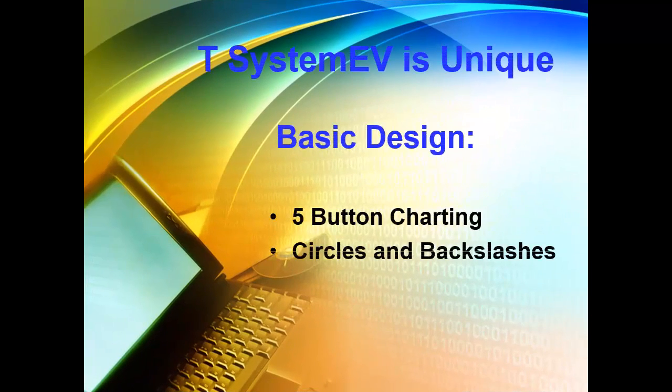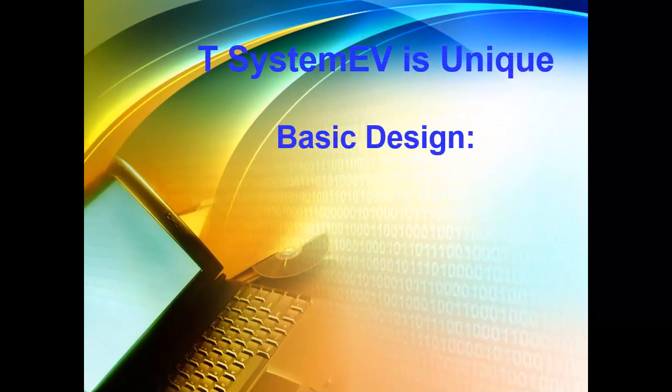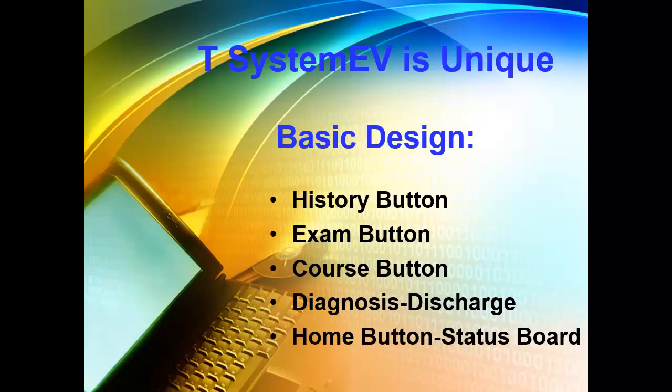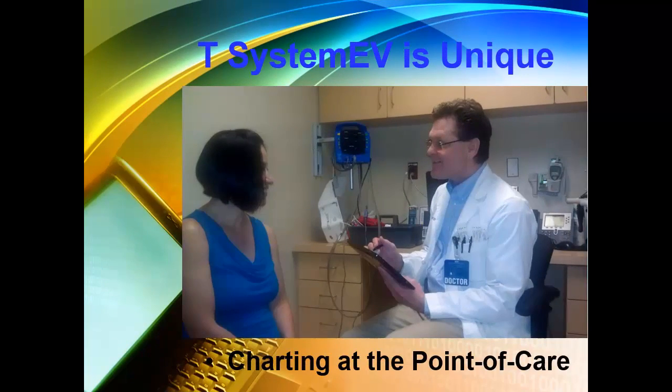First, I will show SystemEV's basic design: 5-button charting, circles and backslashes, dictation-like text, and 80/20 tiered charting. Then, more detail of the 5-button charting: history and exam buttons, course button, diagnosis and discharge button, and the home button, which is the interactive status board. And finally, I will show charting on a patient step by step.